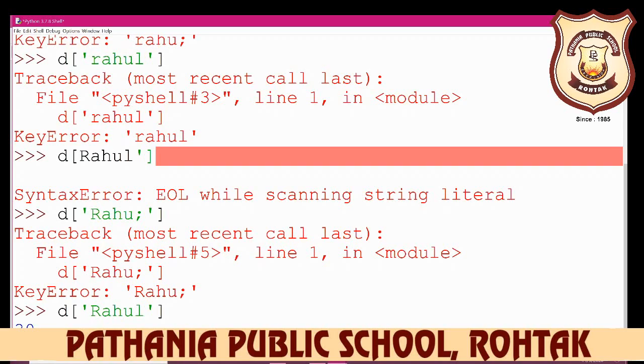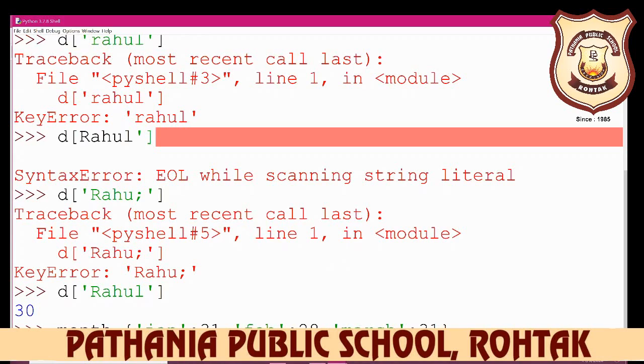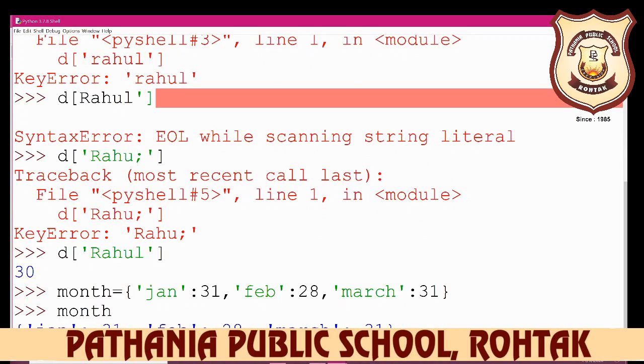Again, if we want to write March here, you write March in single quotes, or you can say inverted commas, and then a colon. Then again 31 is here, and then you can close the curly braces. And now if you write months, it displays your complete dictionary here. Jan, Feb, March are the keys, and 31, 28, and 31 are the values.